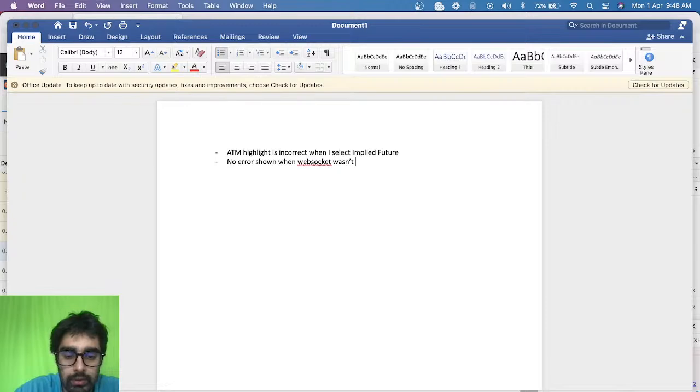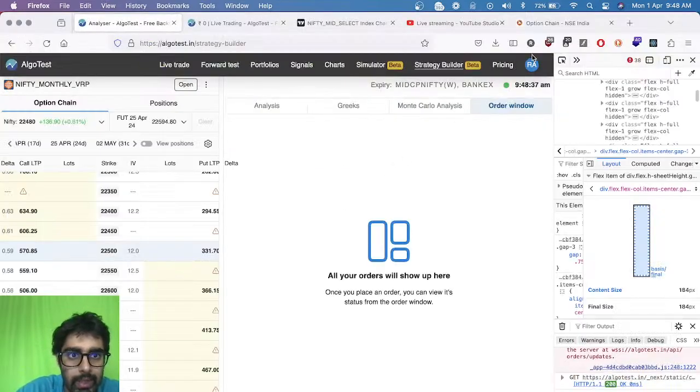Can you go to the order book page and check which account you are trading with? IFL. No, which account in AlgoTest? It's my main account, my admin account. Okay, what's the password? I'll send it to you. You can just take it from Akhil. Akhil has it.